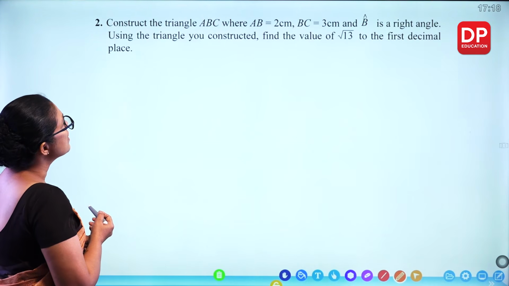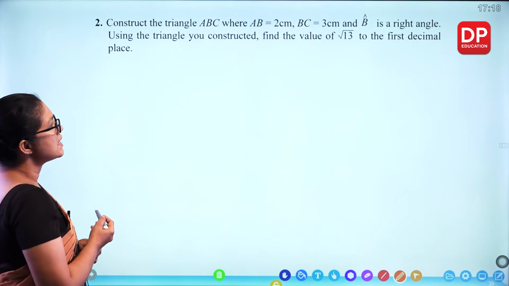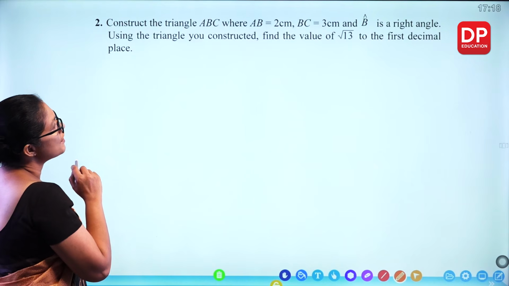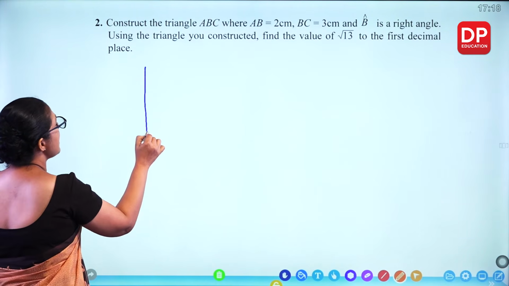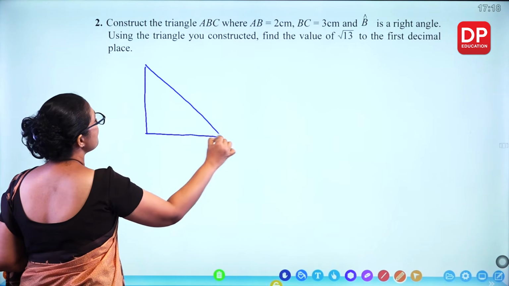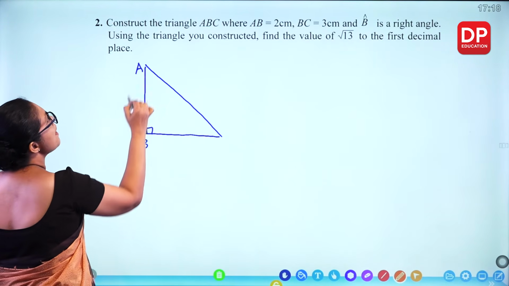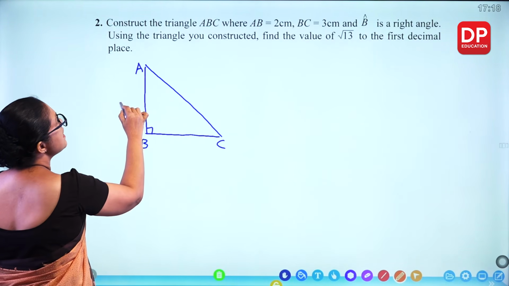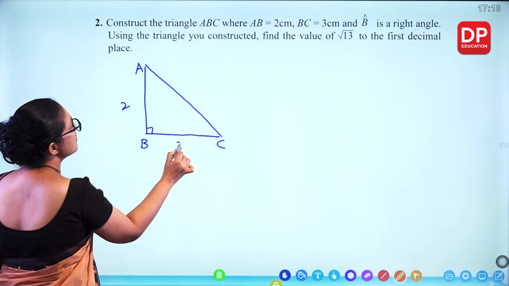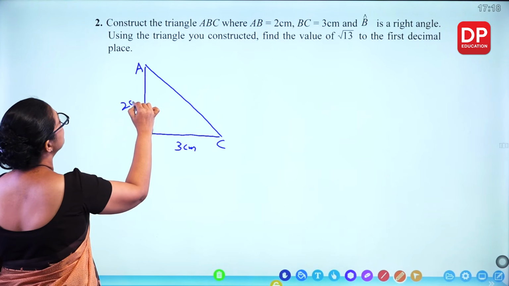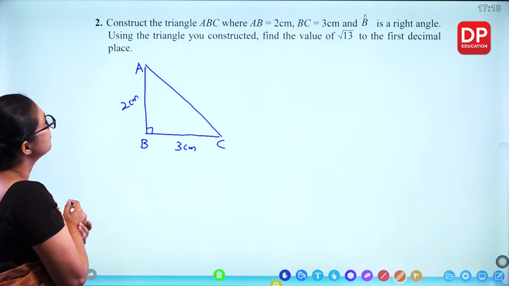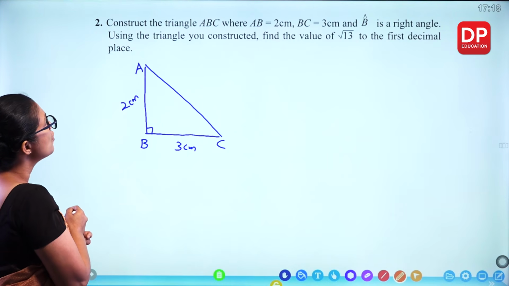Using the triangle you constructed, find the value of root 30. Okay, so we'll draw the triangle. B angle is 90. ABC, AB is 2, BC is 3. Find the value of root 30.